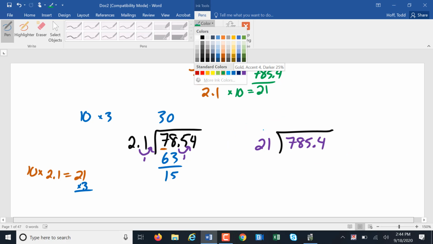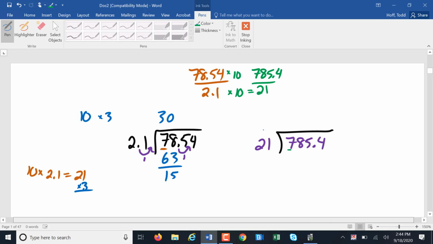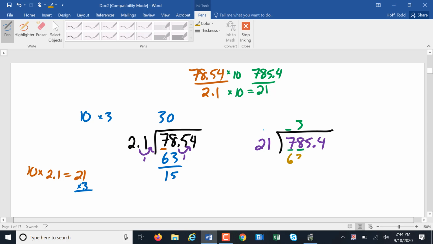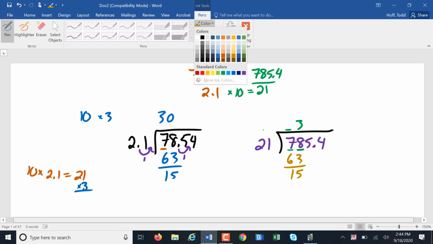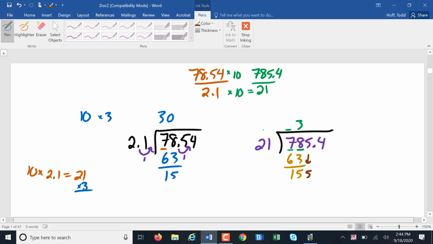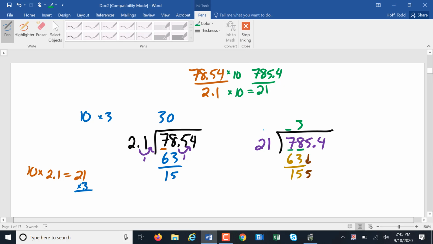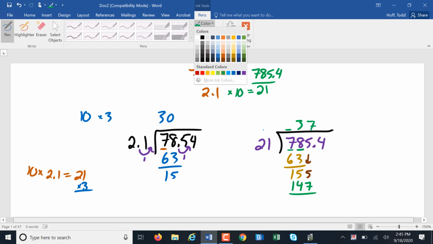Now our division proceeds just like it would for whole numbers. 21 does not go into 7, so I'm going to leave it blank above the 7. 21 goes into 78 3 times. 3 times 21 is 63. We subtract, we've got 15 left over. We're going to bring down the next digit, the 5. 21 goes into 155 how many times? 21 times 7 is 147, so we'll go in there 7 times. We subtract, what do we have left over?